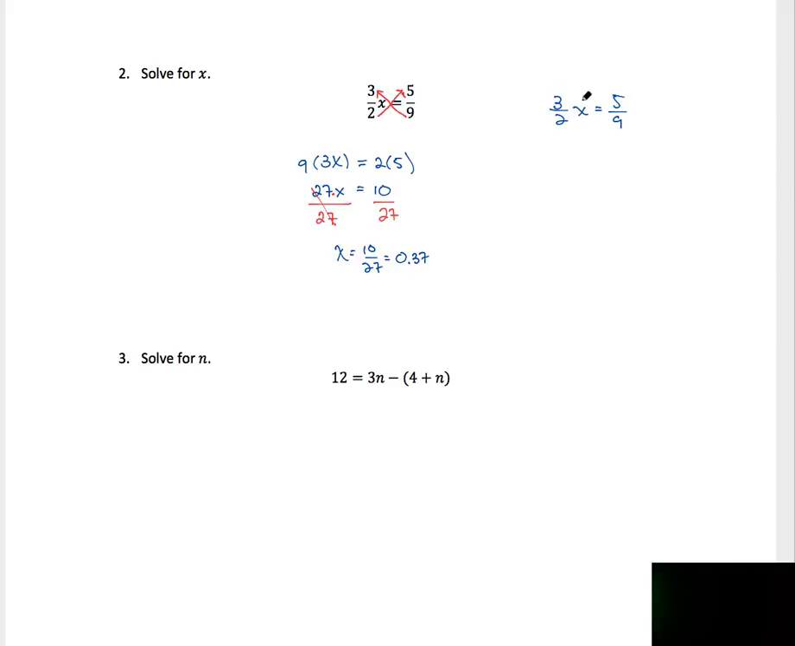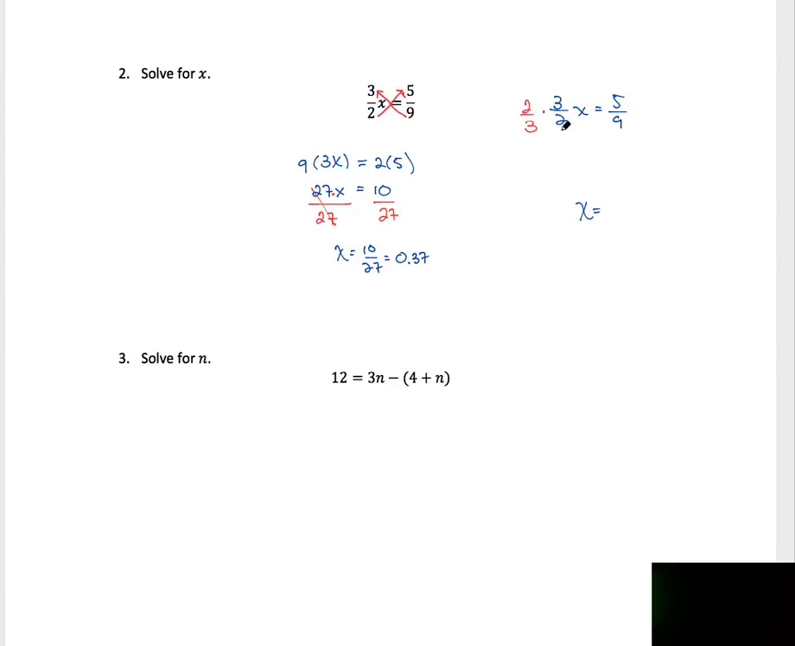I want to solve for x. I want to isolate this equation and get x by itself on the left. So I don't want 3 halves x. I want 1x. I just want x, okay? So to do that, I have to undo 3 halves. So to undo that, its inverse is to multiply it by its reciprocal. So 3 halves, its reciprocal is 2/3.